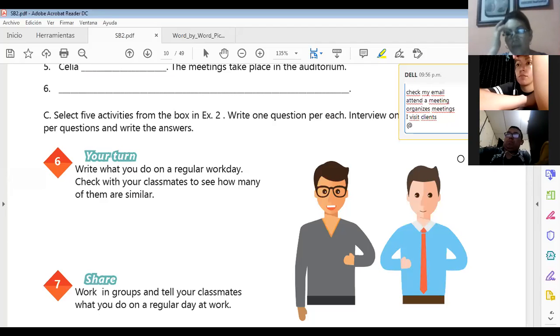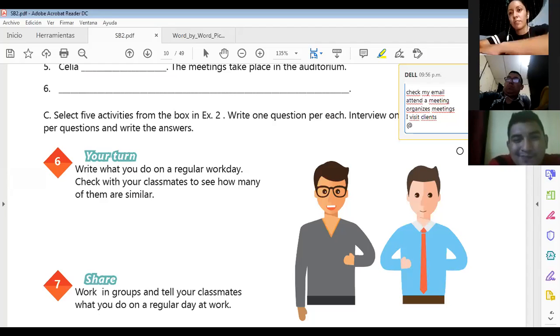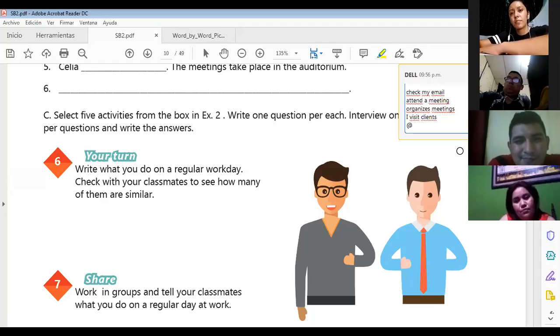So print it. And print the book. Revisión de expediente. File review. Y imprima el libro del diccionario.